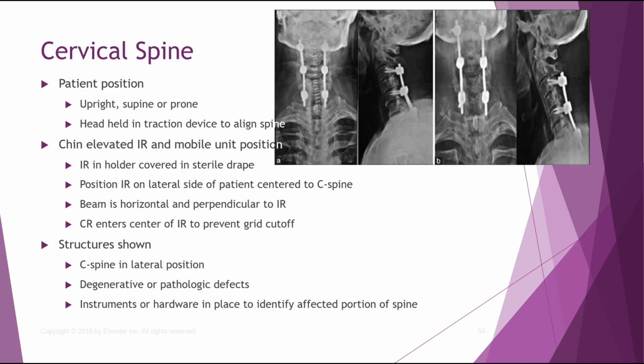The head could be in traction, okay? Chin can be elevated. The IR is going to be in a covered drape. It's always going to be lateral, so it's cross table. Okay, beam is horizontal and perpendicular to your IR. And if you have a grid, you're going to want to make sure that you're centered to your IR so you don't get cut off, okay? And here are some C-spine images.